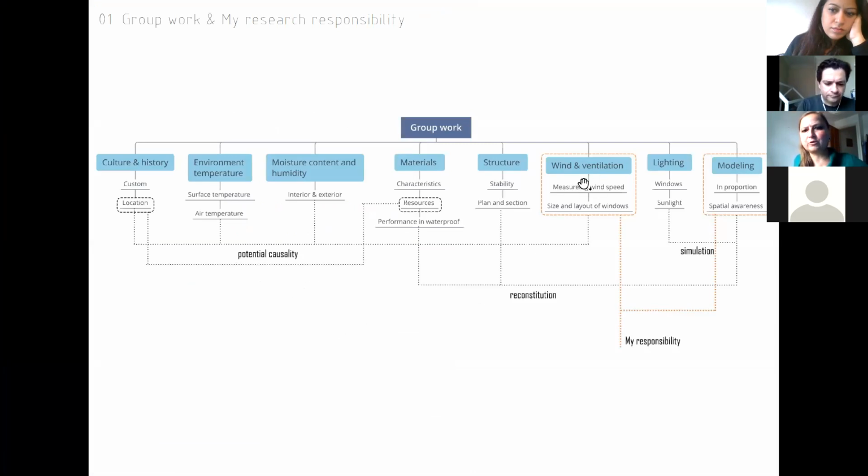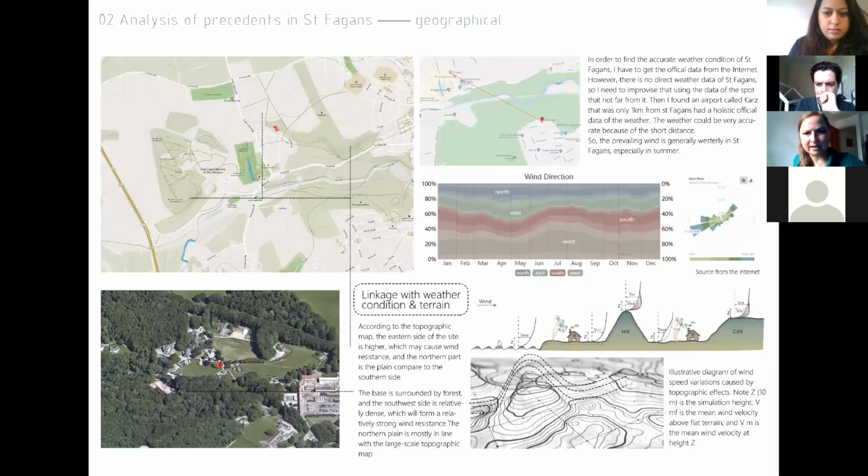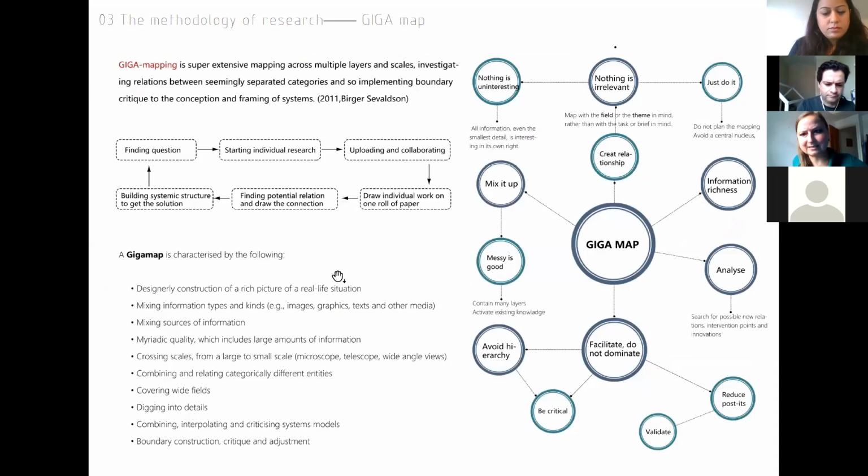So this student was analyzing wind ventilation. This is his minimap when he was mapping with an anemometer in St Fagans. That was the precedents at that time. As I said, we will now have precedents related to the unit. He has been studying the field and the location, starting to understand what the vortex orientation difference is, what the wind map for the region is, things like this. Then he explains the methodology of the research.